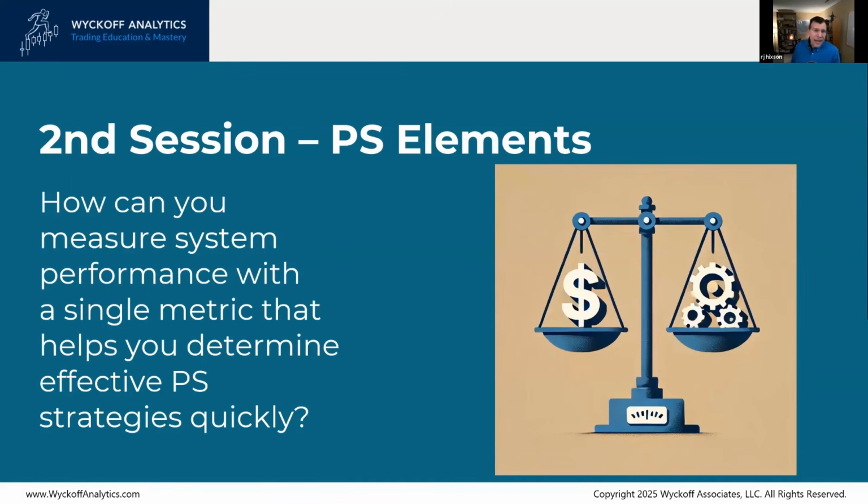Okay. How can you measure system performance with a single metric that helps you determine effective position sizing strategies quickly? This is an invention of Dr. Van K. Tharp, and we're going to cover it and see how a quick spreadsheet calculation can help you pick an effective position sizing strategy relatively quickly and without too much trouble. There are many measures of performance, but there's one specifically that helps with position sizing strategies that we'll be going over.